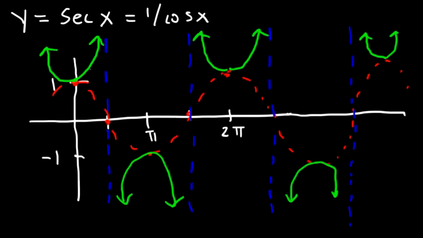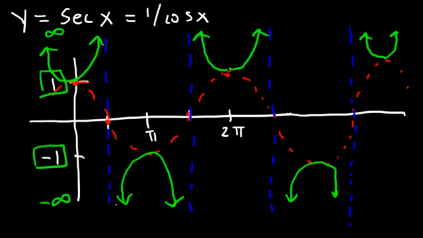So that's secant. It's very similar to cosecant, it's just been shifted. The range is going to be the same. It's going to be from negative infinity to negative 1, union 1 to positive infinity. And that's all there is to it. And the domain, though, it's going to be a little different.